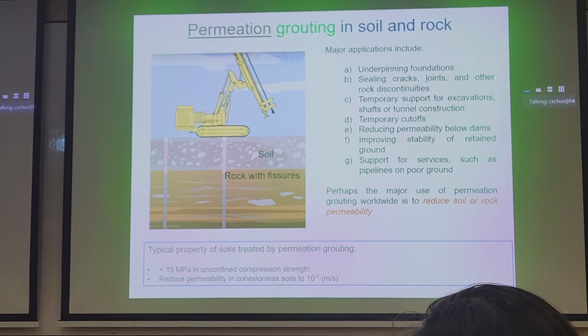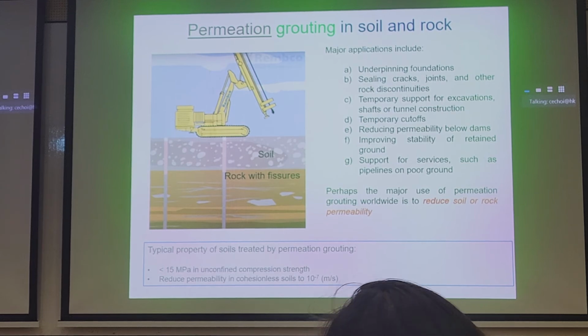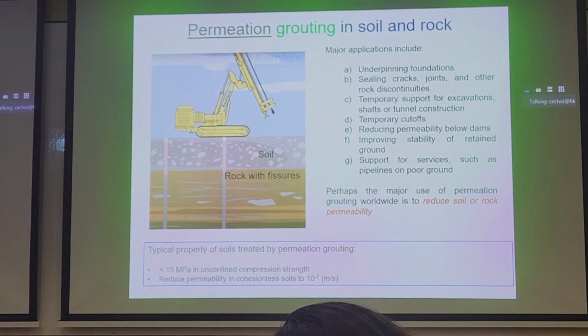Last but not least, we can reduce permeation and permeability in the ground. And at the bottom of the slide here, we talk about the typical strength. You can get substantial strength here. We're talking about megapascals, right? We're not talking about kilopascals, we're talking about megapascals in unconfined compressive strength. So there's substantial strength improvement if you want for permeation grouting. And typically you can reduce the permeability in coarse grained soils all the way to 10 to the minus 7. So this is the boundary between silt and clay. You may not be able to achieve 100% cutoff, but you can substantially alter the hydraulic path of the soil.